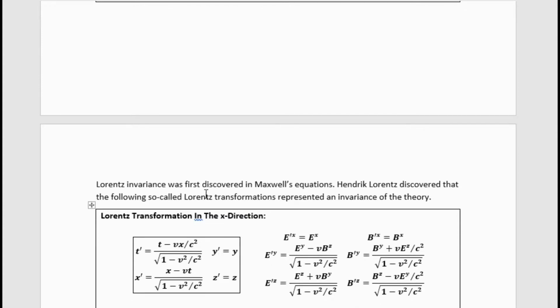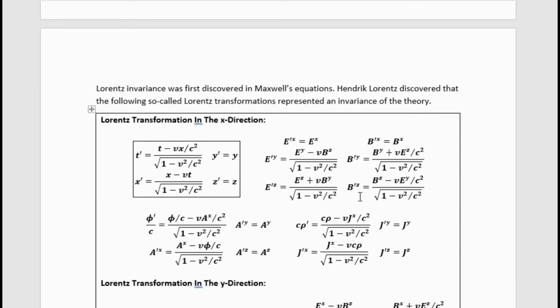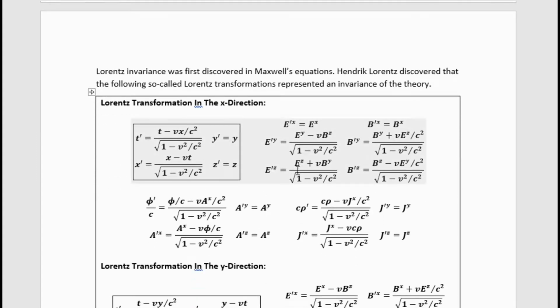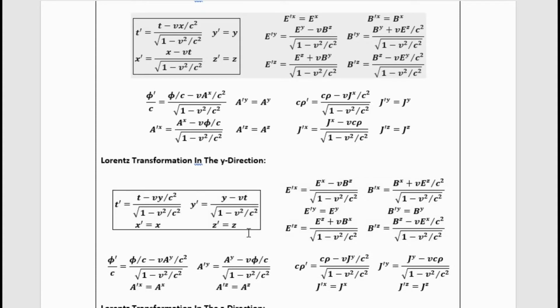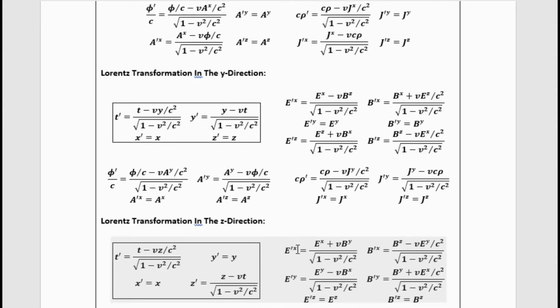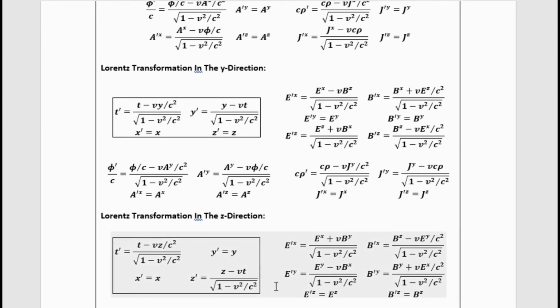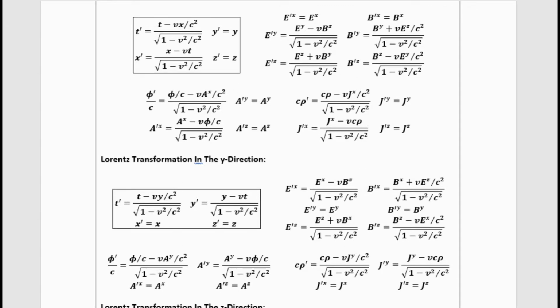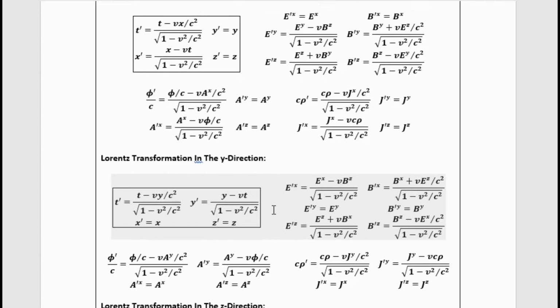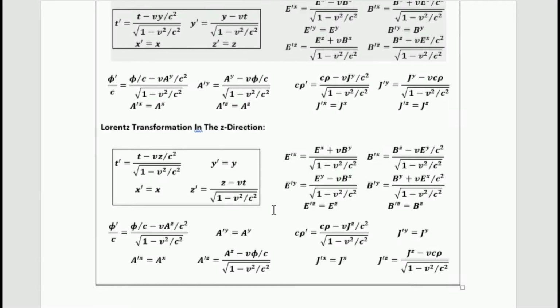Lorentz invariance was first discovered in Maxwell's equations. Hendrik Lorentz discovered that the following so-called Lorentz transformations represented an invariance of the theory. So these are the x-direction Lorentz transformations, the y-direction Lorentz transformations, and the z-direction Lorentz transformations. The complete set of these represent an important invariance of the Maxwell equations, which is simply called Lorentz invariance.